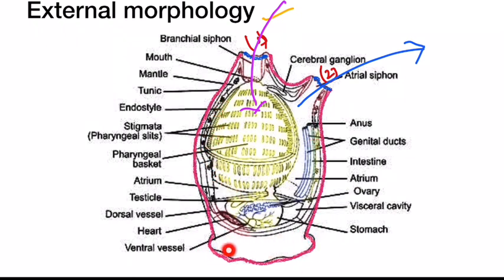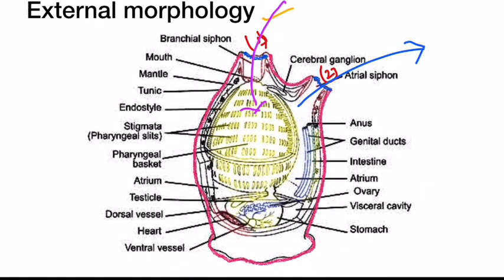This adult organism is a sedentary organism. It attaches to a rocky substratum and leads a sedentary life. While the larva is a free swimming organism, it has a tail. With the help of the tail, it swims in the water. That we will study under the external morphology of the juvenile stage.